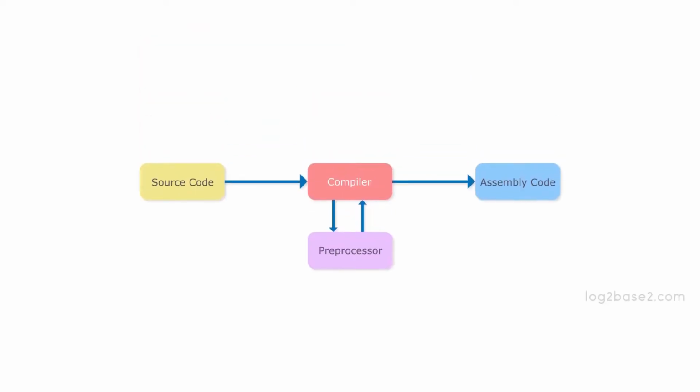So as we know, the source code or the actual C code is given to the compiler and then it is passed to the preprocessor. And the preprocessor will produce the pure C code and then it is actually compiled and produces the assembly code.